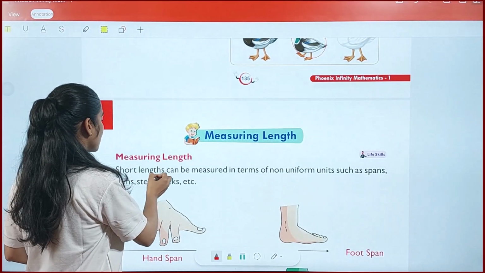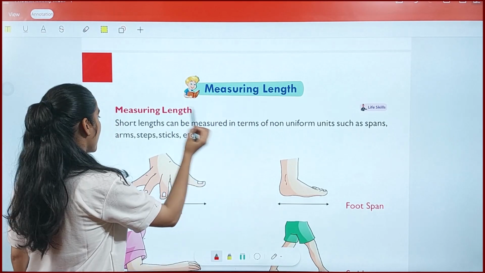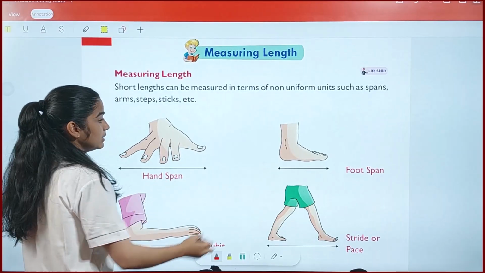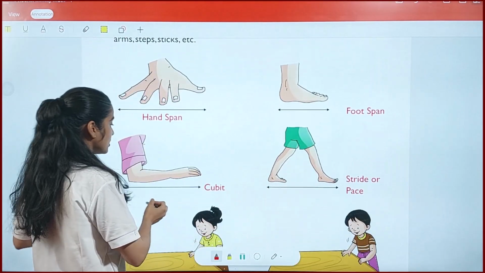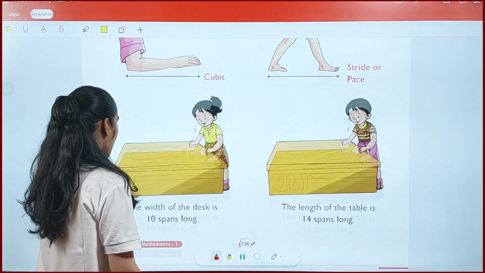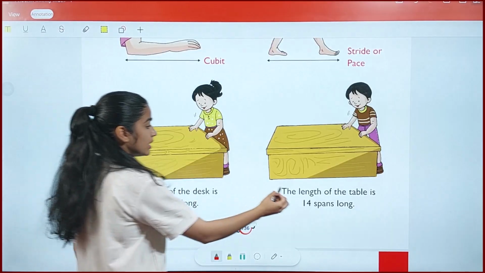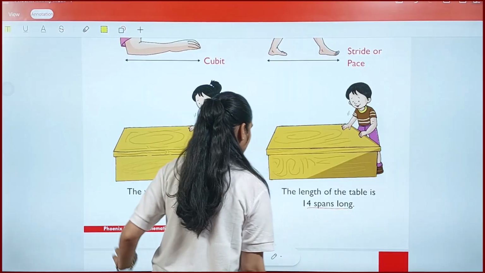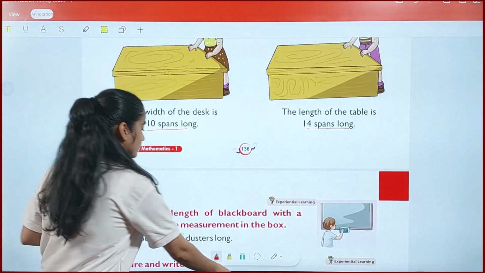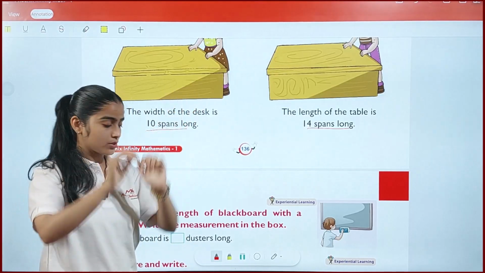Now measuring length. Short lengths can be measured in terms of non-uniform units such as spans, arms, steps, sticks, etc. So this is hand span, this is foot span, this is cubit span and this is stride or pace span. Now the width of the desk is 10 spans long. The length of the table is 14 spans long, which means 14 hands like this. 1, 2, like this. Okay.